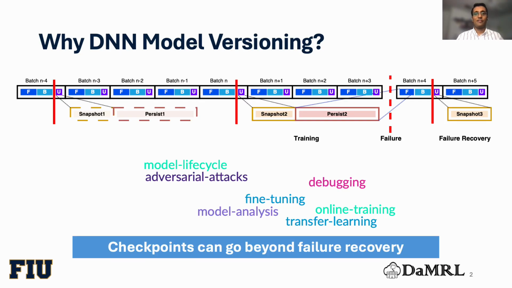Before I dive into the technical discussion of LATTICE, how it works, and why we believe it is great, let me answer why it is important. Why should anyone bother about DNN model versioning? And what is model versioning?